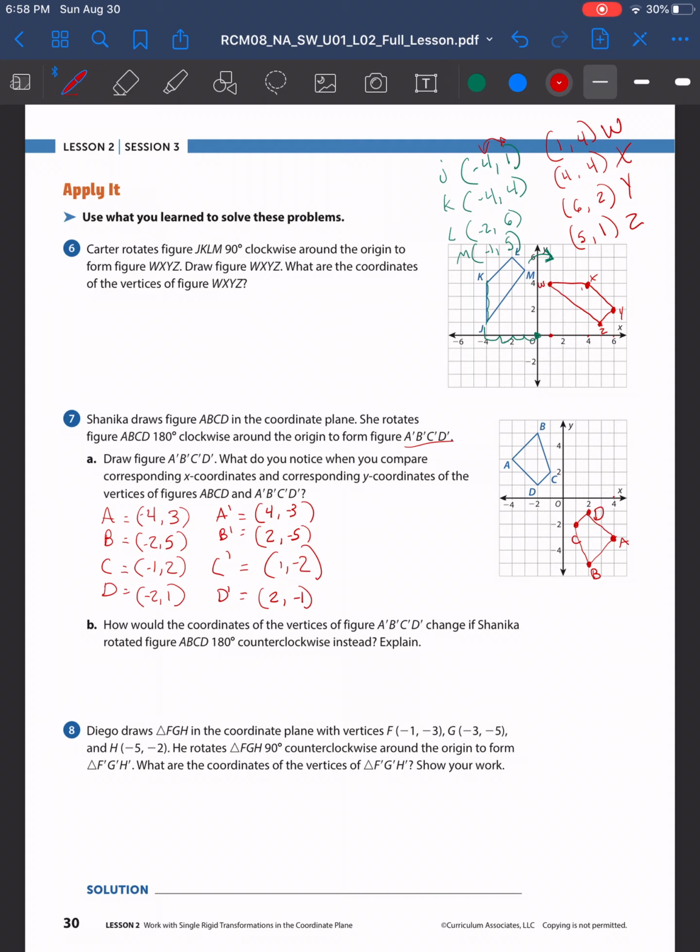Oh no! Oh boy. Well, here's what I think. Counterclockwise would mean it would go from here to here, right? So then wouldn't it not change? Like, this is 90 degrees, this would be 180. This is 90 degrees, this would be 180. So, no, they wouldn't change at all. Yay! No change.